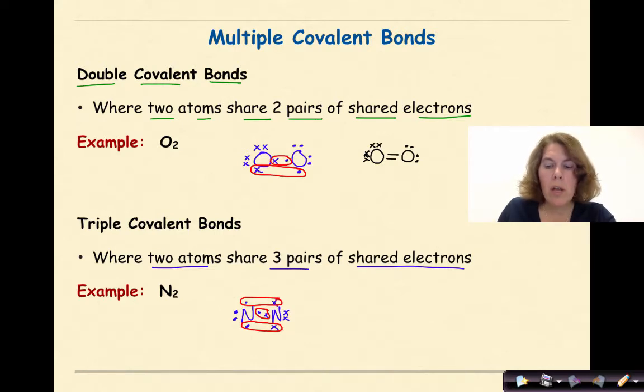What would this look like for a structural diagram? Again, we do a nitrogen, we do a line to represent each of these shared pairs. So there's my triple bond, another nitrogen, one lone pair, and the other lone pair represented.